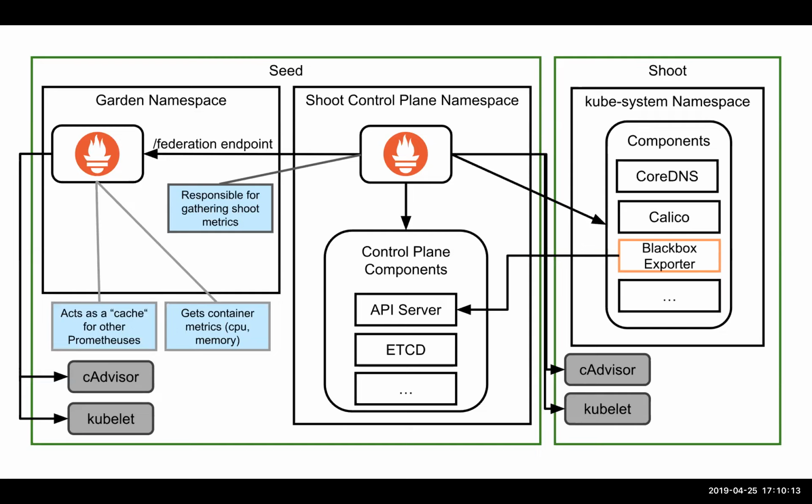So why do we have this Prometheus in the garden namespace? It's basically just a cache for the other Prometheuses. It has a very short retention, because if you've ever worked with the cAdvisor, there's a lot of metrics that come out of there, and we use this one as a cache for the other Prometheuses.